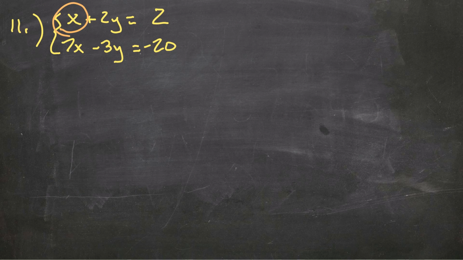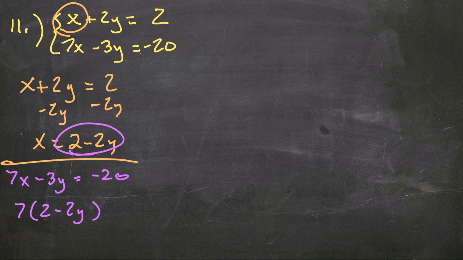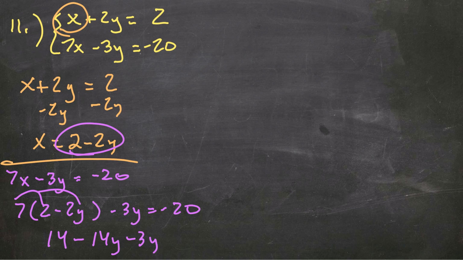Alright, step 1, I circle the top x, so I write x plus 2y equals 2. I subtract 2y from both sides. I get x equals 2 minus 2y. Step 2, I write 7x minus 3y equals negative 20. I write 2 minus 2y in for x, so I say 7 times 2 minus 2y minus 3y equals negative 20. Distribute, I get 14 minus 14y minus 3y equals negative 20.